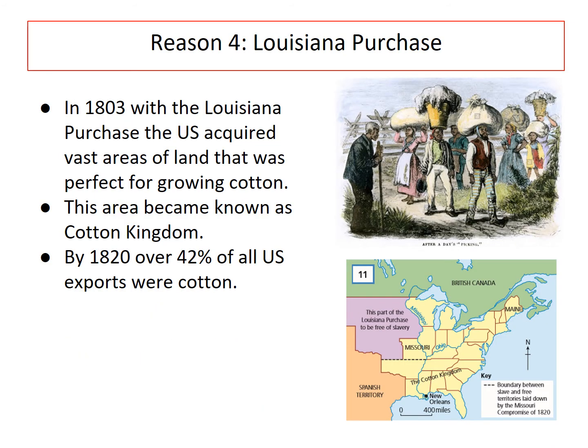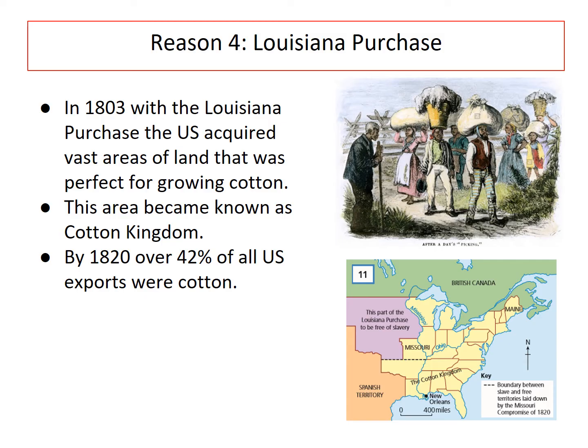Now the fourth reason why slavery grew was because of the Louisiana Purchase, and I know we saw this in the previous video, that in 1803 Louisiana is bought from the French and the US acquire vast areas of land. Now that vast area of land that they purchased in Louisiana was perfect for growing cotton. Perfect climatic conditions for growing cotton.